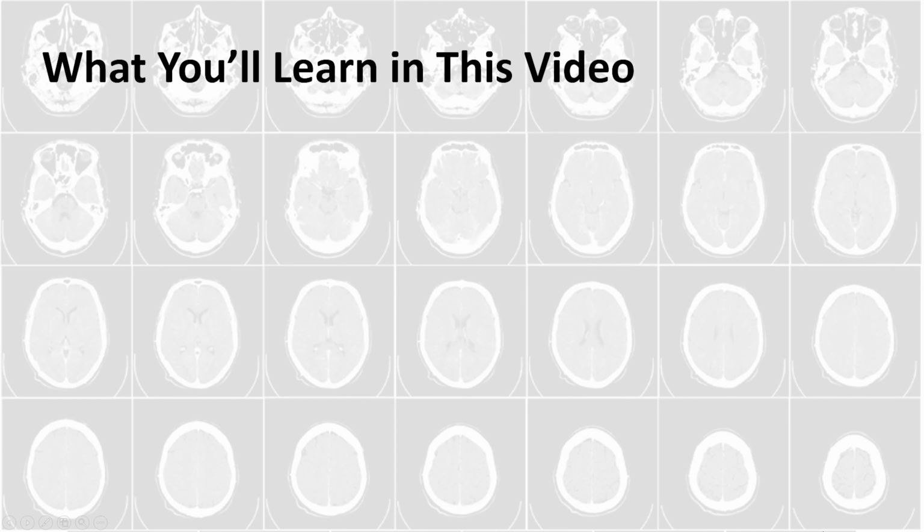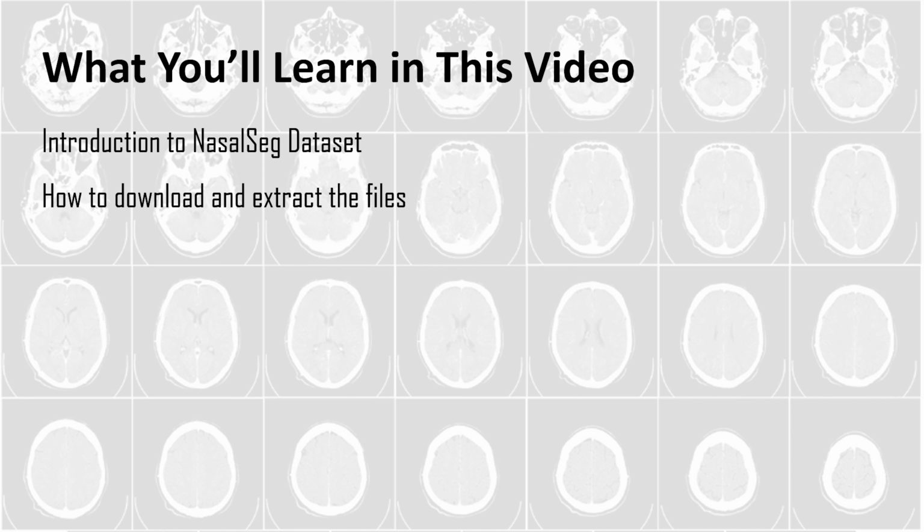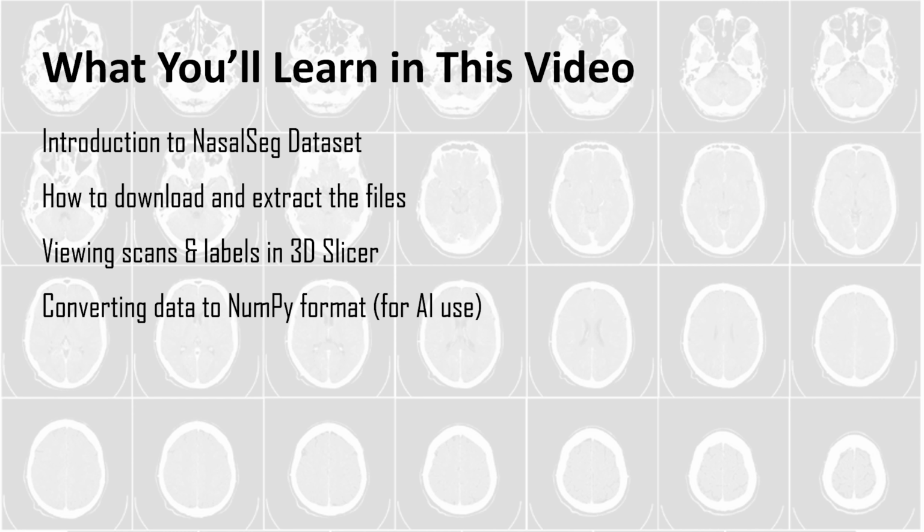Here's a quick overview of what I'll cover in this video. First, I'll introduce the NasalSeg Dataset and explain why it matters. Next, I'll show you how to download the dataset and extract the files. Then, we'll load and explore the CT scans and their segmentation labels inside 3D Slicer. I'll also explain how to convert the data into NumPy format so it's ready for AI and deep learning projects.